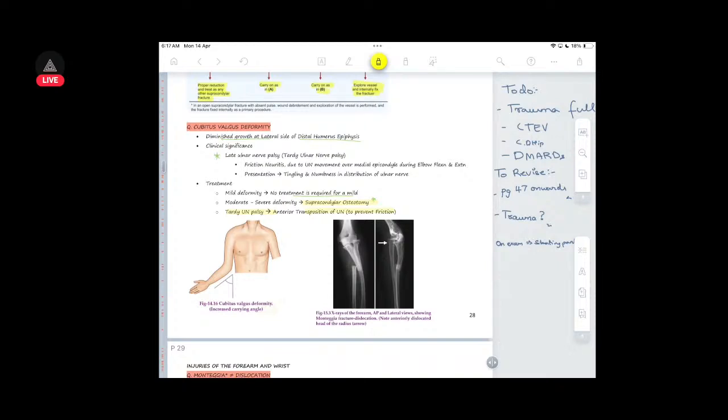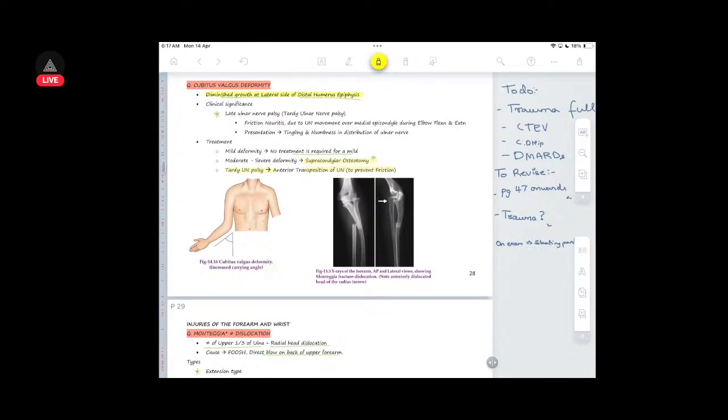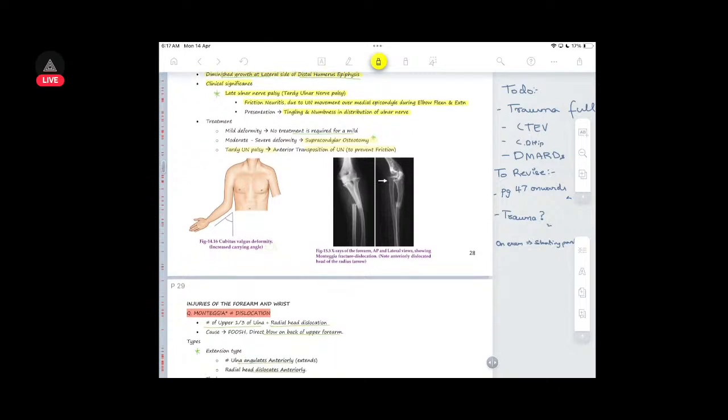Then you have cubitus varus deformity, wherein there is diminished growth at the lateral side of the distal humerus epiphysis. So clinical features: you have late ulnar nerve palsy, which is tardy ulnar nerve palsy. You have friction neuritis due to ulnar nerve involvement over the medial epicondyle due to elbow flexion and extension. It presents with tingling and numbness in the distribution of the ulnar nerve.